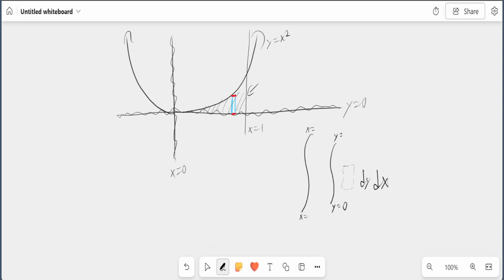Yeah. Because in our rectangle, we're adding up dy's from 0 all the way up to x squared. And then what about our dx's? Which problem is this? Oh, it's not a problem. I just needed to make sure you guys know how to pick the bounds on an integral. So then what would our x bounds be?